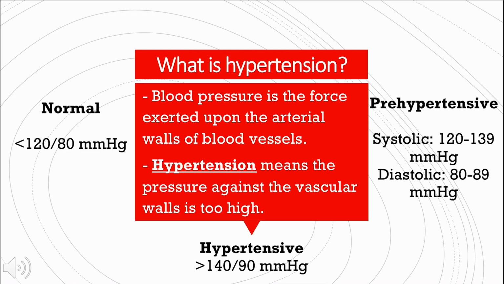A normal blood pressure reads less than 120 systolic over 80 diastolic. A prehypertensive range is a systolic of 120 to 139 and a diastolic of 80 to 89. A hypertensive reading is anything greater than 140 systolic and 90 diastolic.